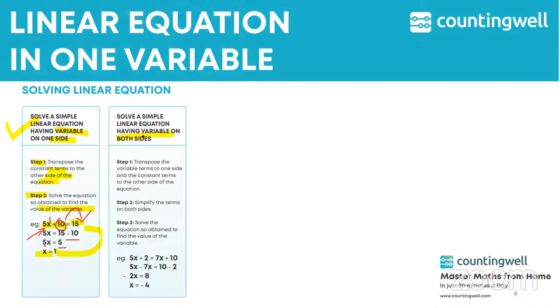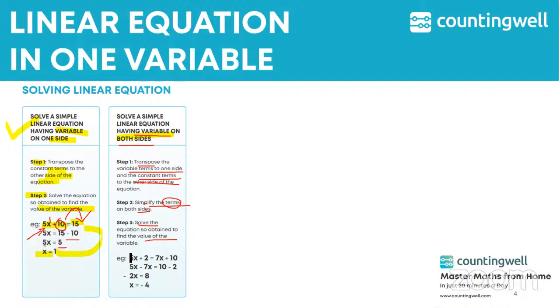Next, let us see how to find solution when the equation has variables on both the sides, that is on LHS as well as RHS. So here we transpose the variable terms to one side and constant terms to other side of the equation. And then what we do, we simplify the terms on both sides. Means we simplify all the variables on one side and simplify all the constant terms on other side. And so we solve the equation so obtained to find the value of the variable.